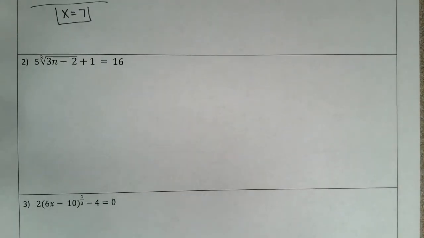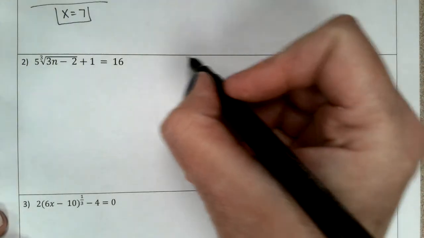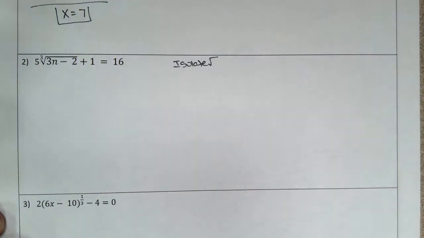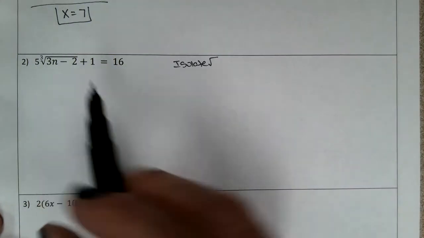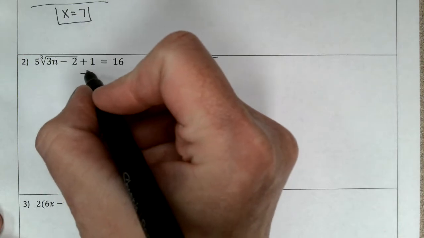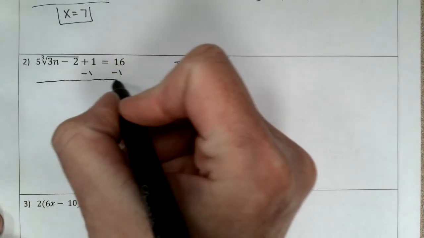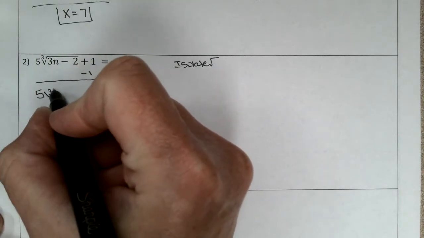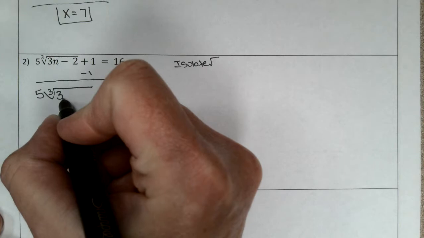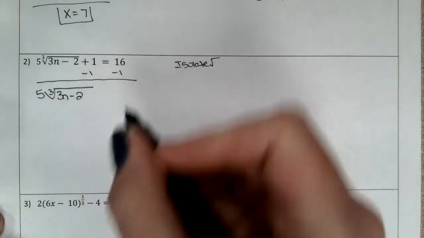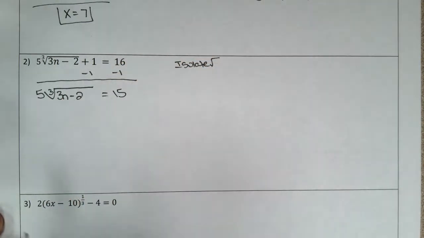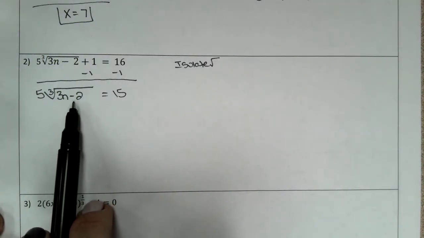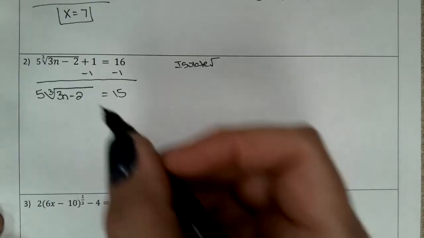Number 2, we have a few more steps. And so the first job is to isolate the radical. You always want to undo addition or subtraction first. So my first move is going to be subtract 1 from both sides. This 5 out in front of the radical is a multiplication. So this says 5 times the cube root of 3n minus 2 equals 15.